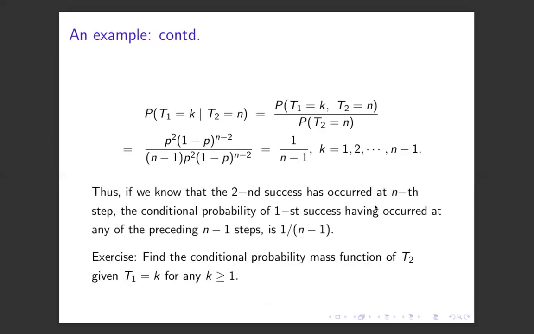So in a similar fashion, you can find the conditional probability mass function of T2 given T1 equal to K, where T2 has to be bigger than T1. So if K is equal to 1, T2 can take values from 2 onwards. Note it down if you want to.